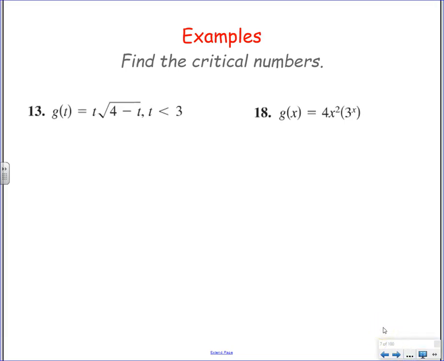All right. Just find the critical numbers. Guys, we don't even have to do the candidate test. Okay. Critical numbers, what are we going to do?